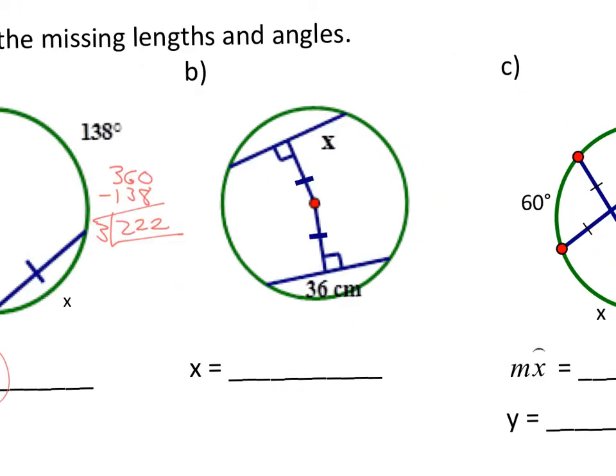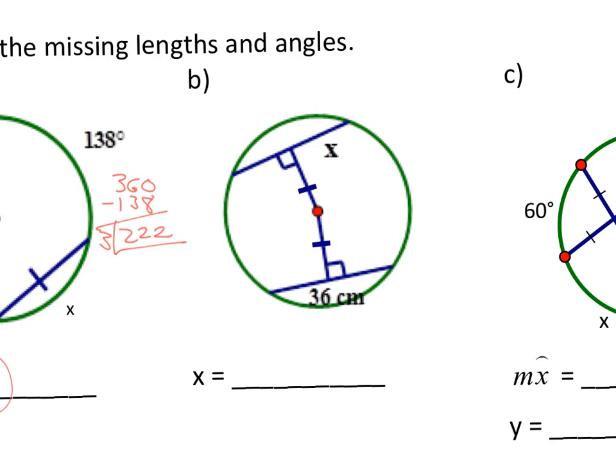In this problem, by the symmetry, we know that the whole chord has to be 36. Oops, 36. So since that's cut in half, then each section has to be 18. So x is 18.